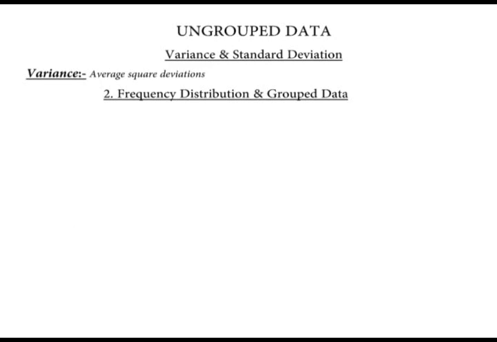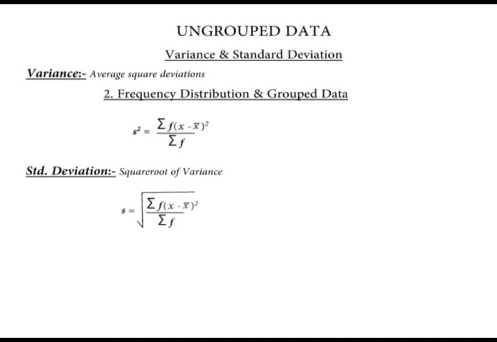For frequency distribution, including grouped data, variance is equal to summation of f times x minus x bar squared over the summation of frequency. And that means the standard deviation will be the square root of that. That is, standard deviation is equal to summation of f times x minus x bar squared over the summation of frequency, square root of whole.